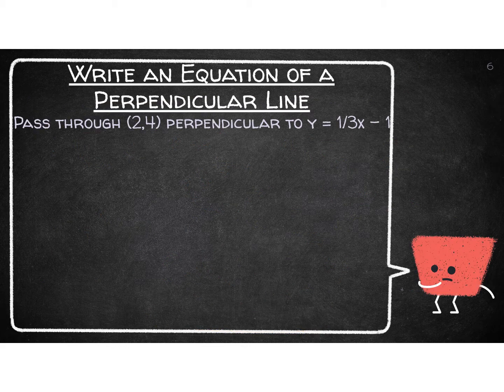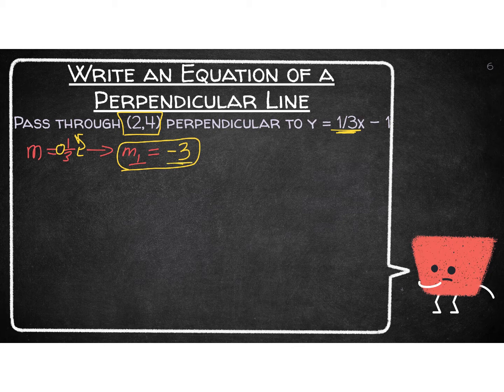For this next example, we are asked to write the equation of a perpendicular line through the point 2, 4, that's perpendicular to 1/3 x minus 1. So the first thing I want to do is identify the slope of the original. The original m is 1/3. If I want the perpendicular m, then I'm going to flip the fraction. So it's going to be 3 over 1, or 3, and then flip the sign. Right now, it is positive, so if I flip the sign and make it negative, my perpendicular slope is negative 3.